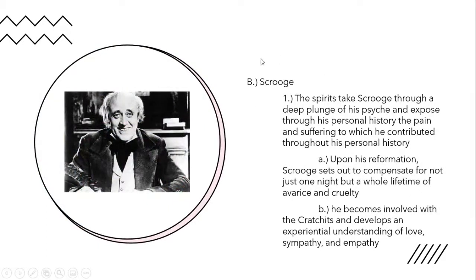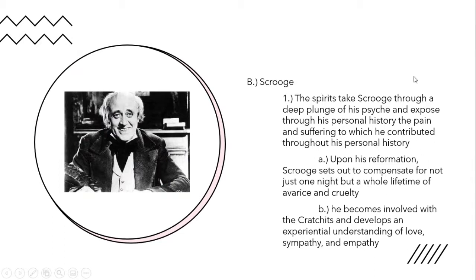And then you'd be back to Scrooge, right? But in reference to the second point of redemption. And you talk about how the spirits take Scrooge through a deep plunge of his psyche and expose through his personal history the pain and suffering to which he contributed. So again, if you don't know this story, A Christmas Carol, Scrooge, who is a miser, he's visited by 3 ghosts on Christmas Eve going into Christmas Day, the ghosts of Christmas past, present, and future, and they take him through his life, and he sees all the terrible things that he's done, and the horrible effects of his selfishness and all that.